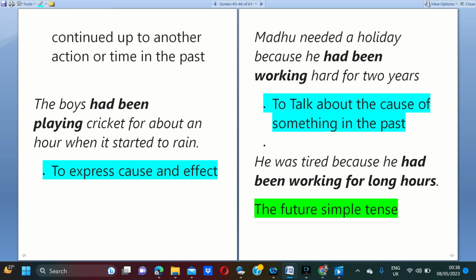Next, to talk about the cause of something in the past: He was tired because he had been working for longer. What is the cause here? Here, to talk about cause, mainly we use the past perfect continuous tense.